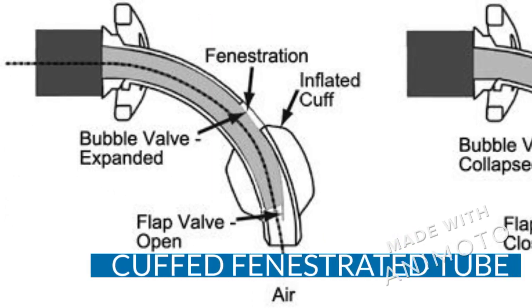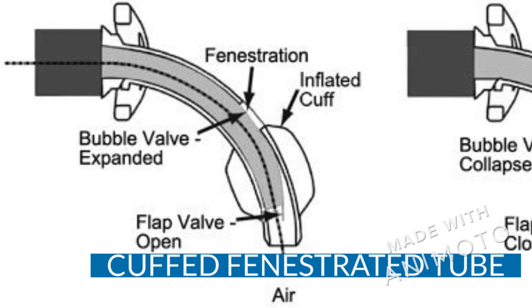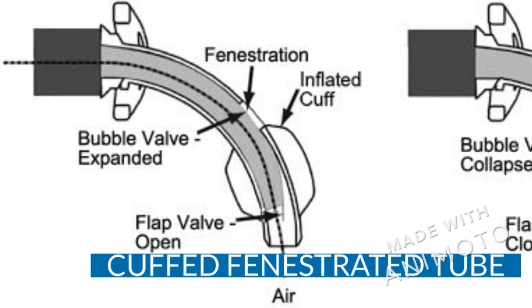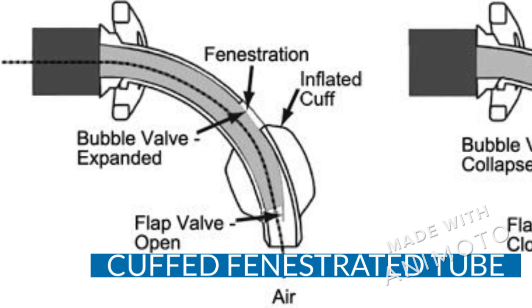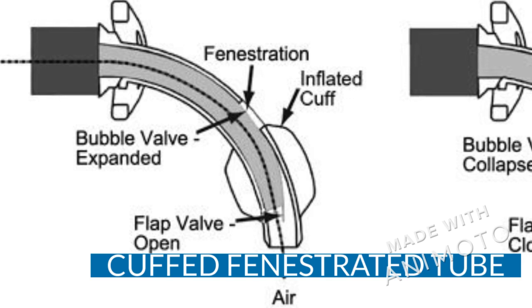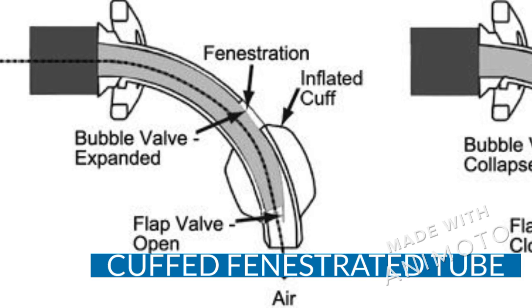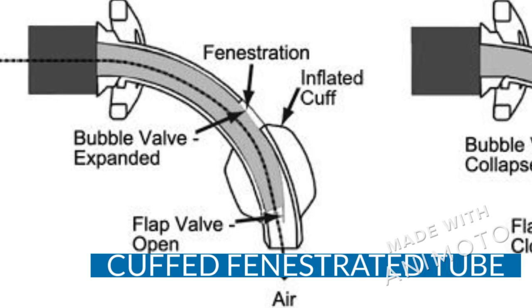The next type of tube is the cuffed fenestrated tube. It facilitates mechanical ventilation and speech and often is used for clients with spinal cord paralysis or neuromuscular disease who do not require ventilation at all times. One thing to notice here is that a cuffed fenestrated tube is never used in weaning from a tracheostomy because the cuff, even fully deflated, may partially obstruct the airway.